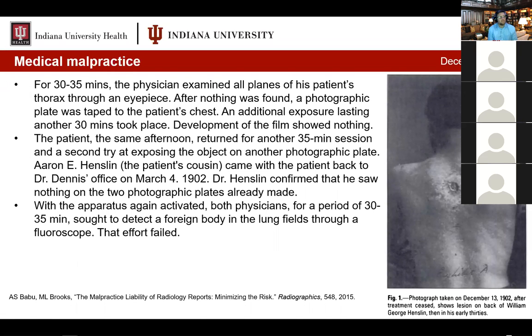For 30 to 35 minutes, the physician examined all the planes of the patient's thorax through an eyepiece. After nothing was found, the physician taped a photographic plate to the patient's chest, and he conducted an additional exposure lasting another 30 minutes. So the patient had over an hour of continuous exposure on the first attempt to find this metal object they suspected was in his lung. Neither the live viewing nor the development of the film showed the presence of any metallic object. That same afternoon, the patient then returned for another 35-minute session and a second try at exposing the object on another photographic plate. So now he's looking at more than 2 hours of exposure.